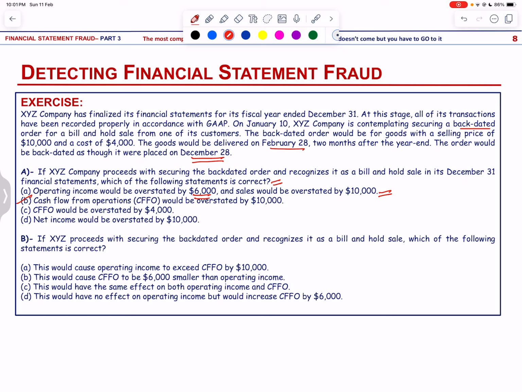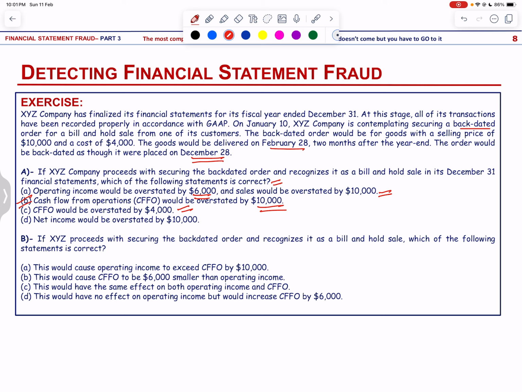Let us look into option B. Cash flow from operations would be overstated by 10,000. Now this is incorrect because there would be no overstatement of net cash flow from operations. So B is not correct. CFFO would be overstated by 4,000. So option C is inaccurate because there would be no overstatement of CFFO.